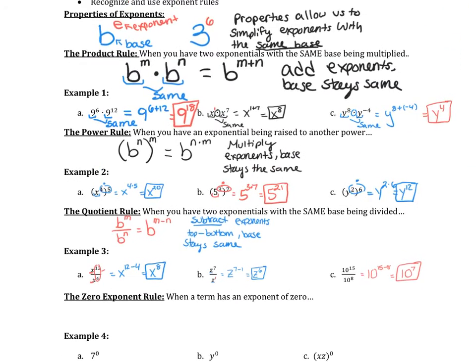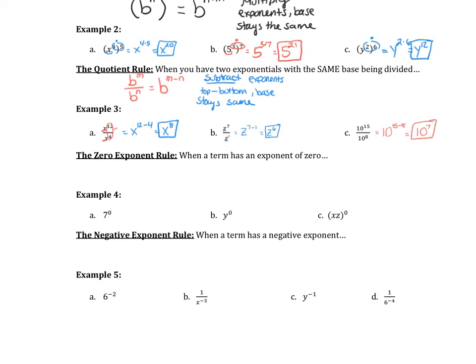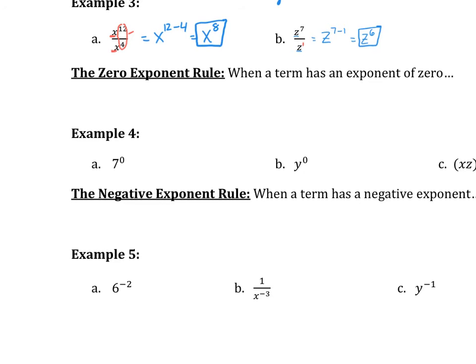All right. So those are the three properties that are dealing with operations. So the multiplication of two terms, raising a term to another power, and the division of two terms. Now we're going to look at just some other properties that can help us, but it's really only dealing with one term at a time. So the zero exponent rule, when a term has an exponent of 0, it will equal 1, always. So anything raised to the 0 power is 1, no matter what that thing is. If it is raised to the power of 0, that term will equal 1.